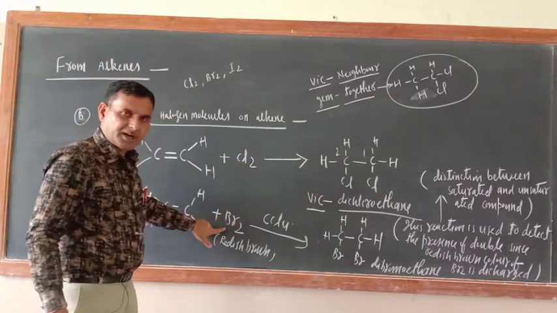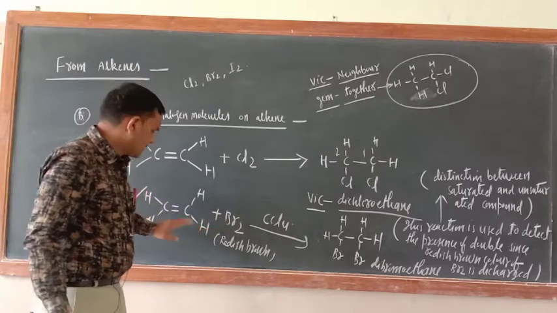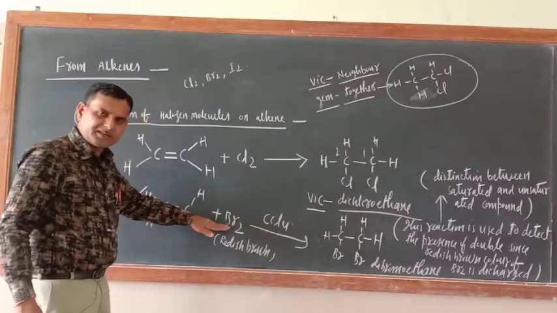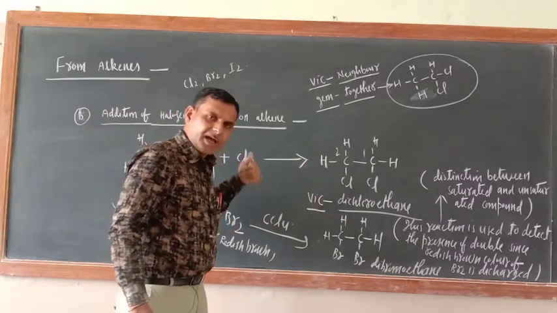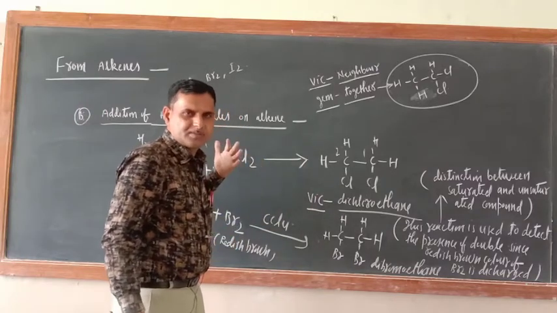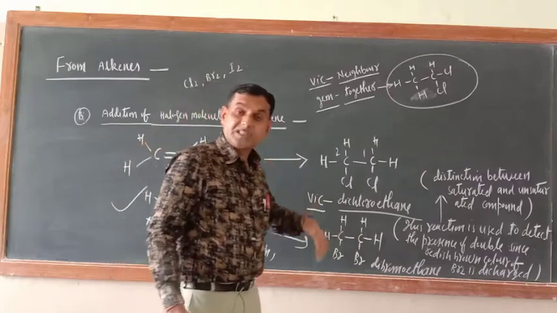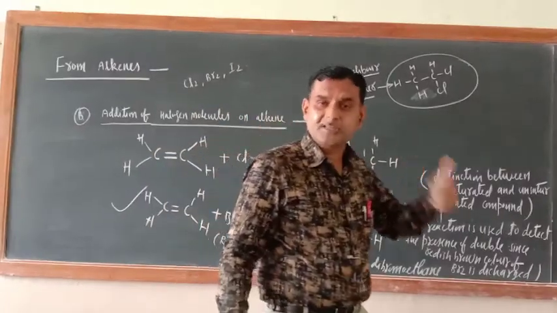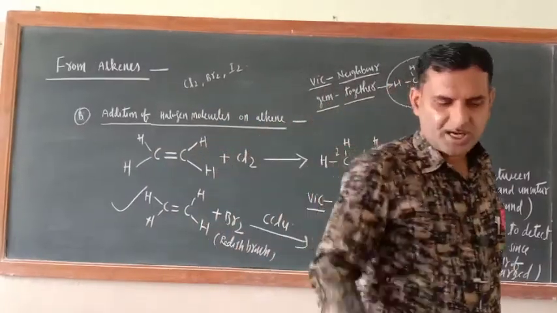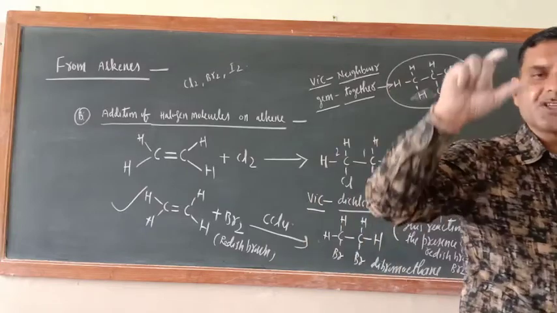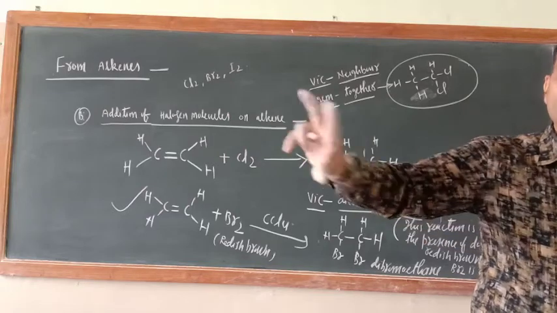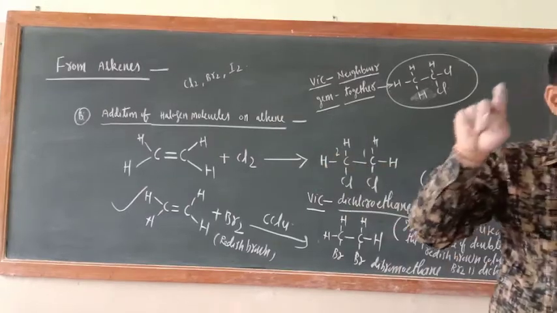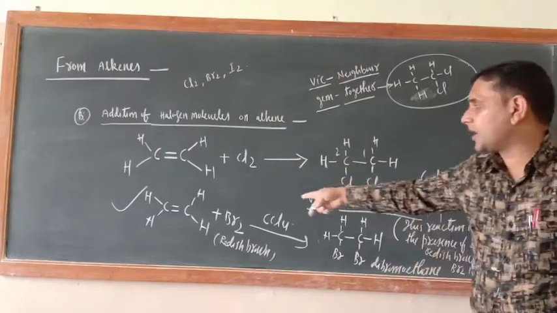Here, Br2 is dark reddish brown color, and once the compound is discharging the reddish brown color of Br2, it means that is an unsaturated compound. Saturated compound will not react with this one. This is used to detect the presence of carbon-carbon double bond in the chain. Where carbon-carbon double bond is there, there only Br2 will be attached.